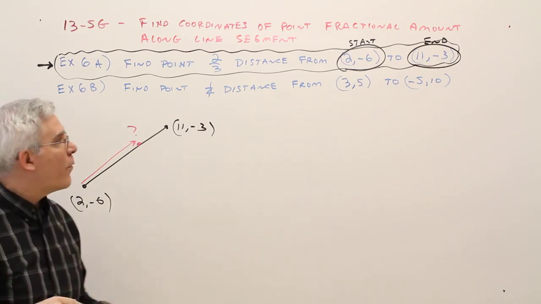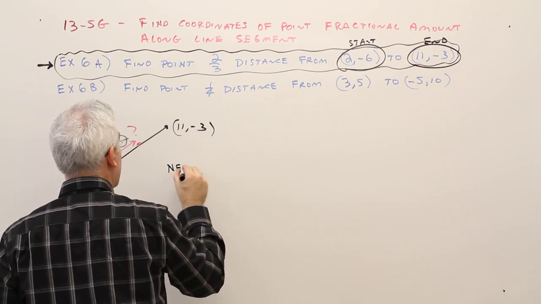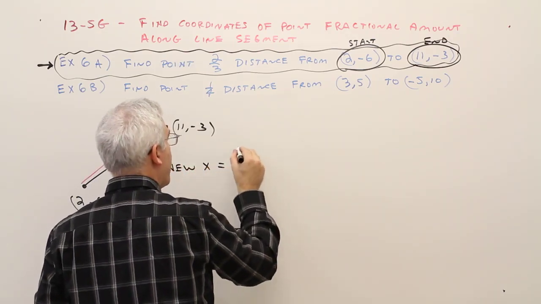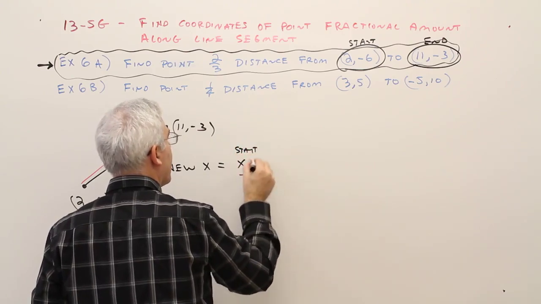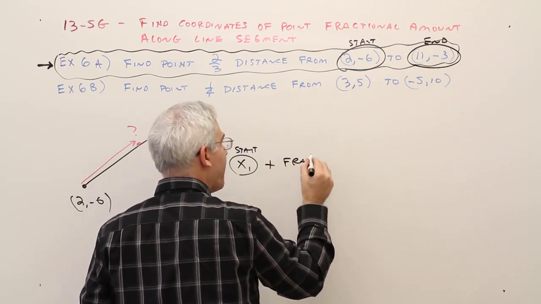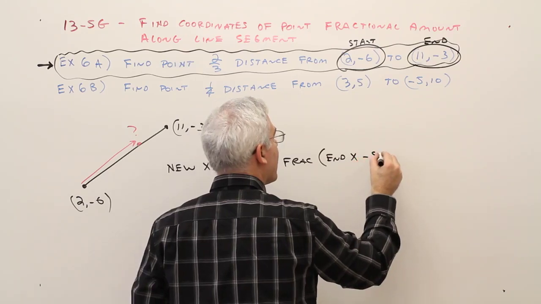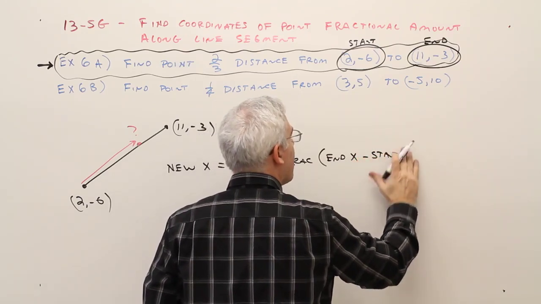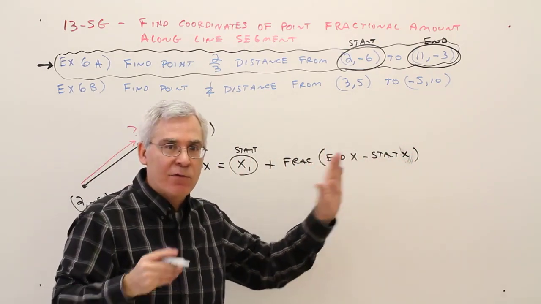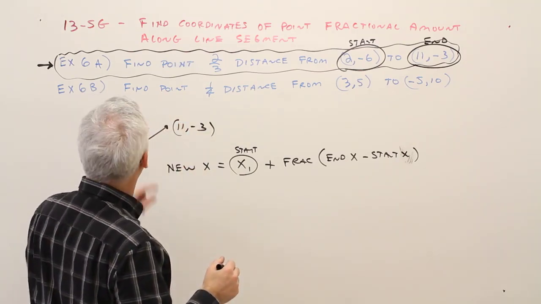Okay, so remember the formula. The new x coordinate equals the starting x coordinate plus the fractional amount times the ending x minus the starting x. It's very important, end minus start. That'll help keep your signs correct, especially in the second example. All right, so let's see here.